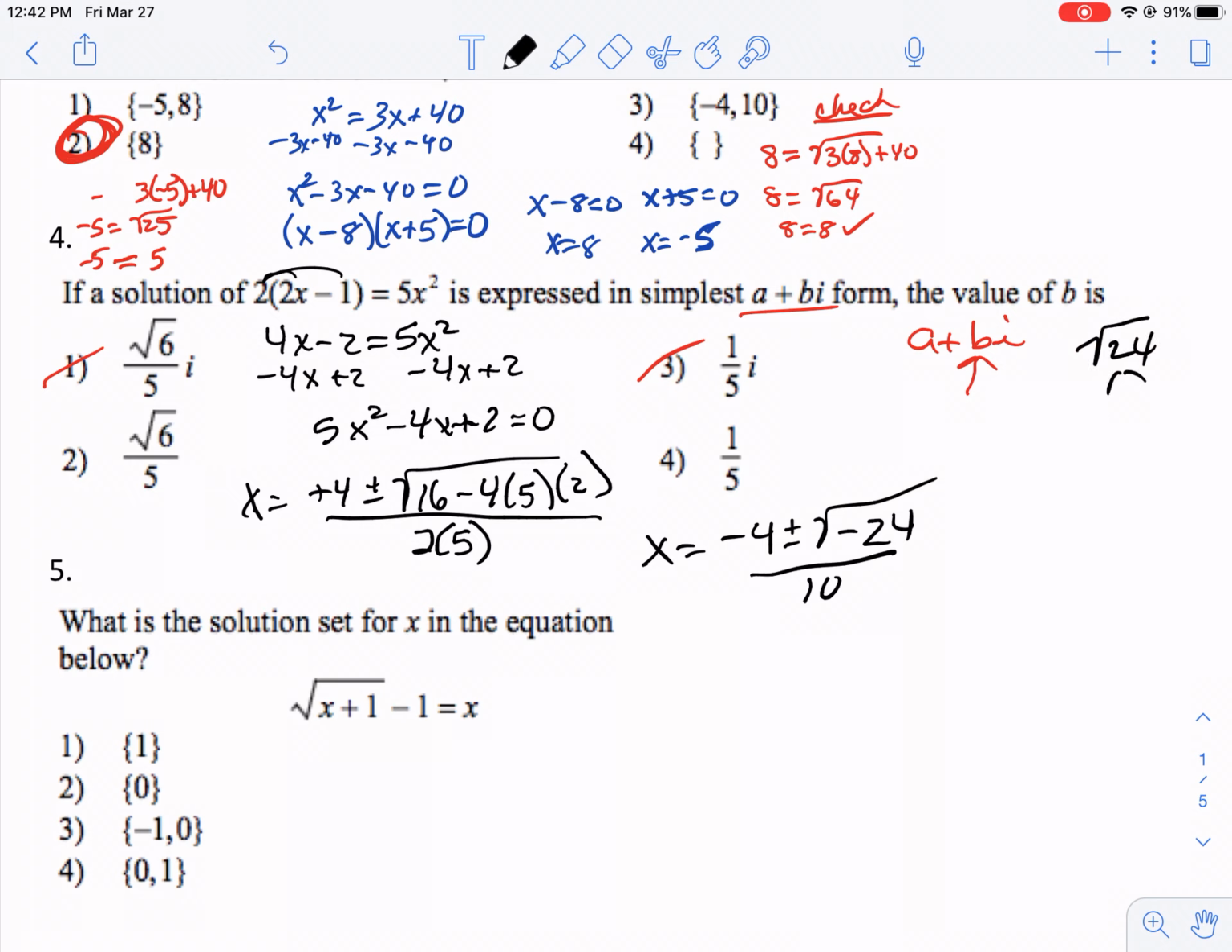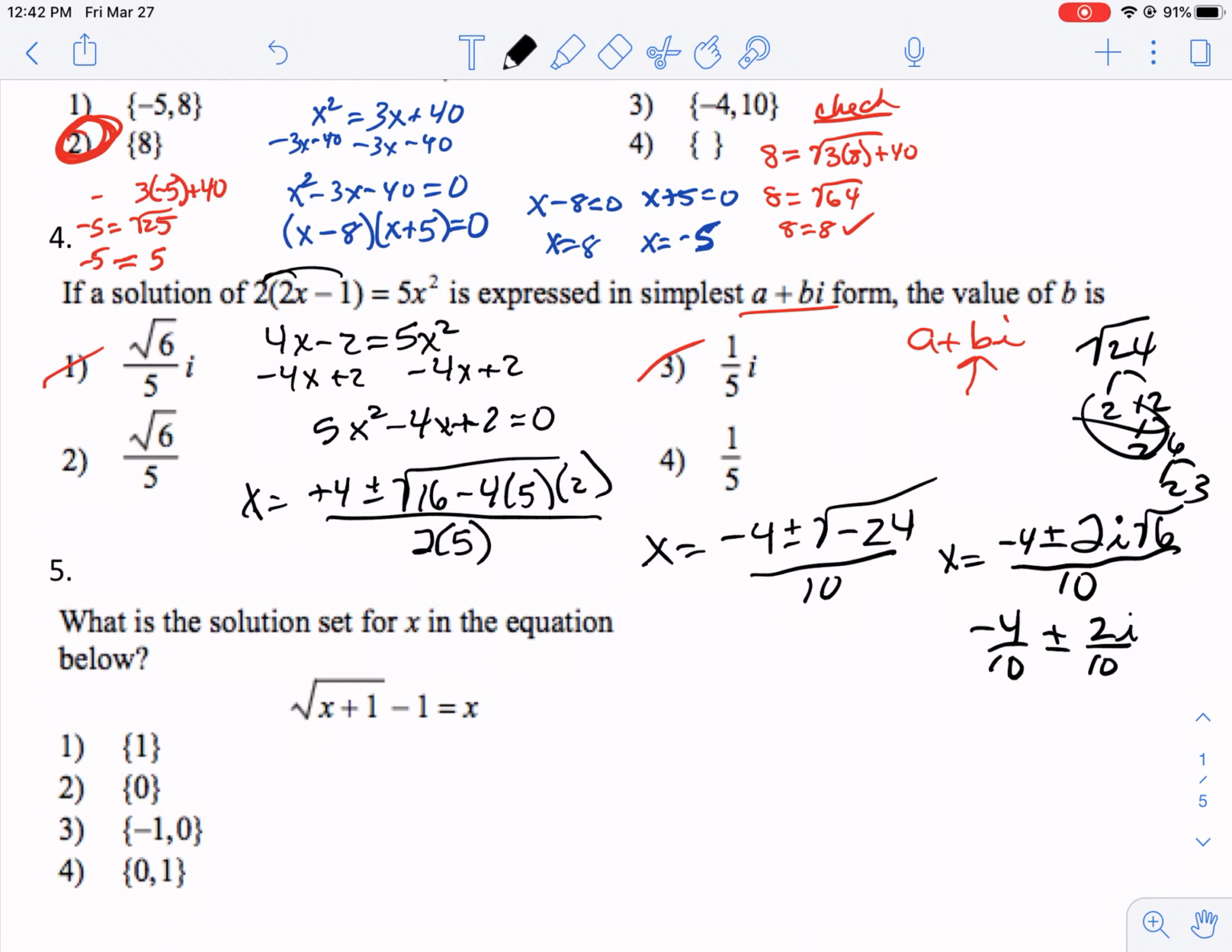The square root of 24 has to be simplified: 2 and 12, 2 and 6, 2 and 3, group of 2. So x is equal to negative 4 plus or minus a 2 comes out with an i because of the negative, 6 stays in, all over 10. And if you separate the answers, you get negative 4/10 plus or minus 2/10 i root 6. Well, that's still not one of the answer choices, but the 2/10 simplifies to 1/5. Remember, we said we don't want the i in the answer, so it's the root 6 over 5.